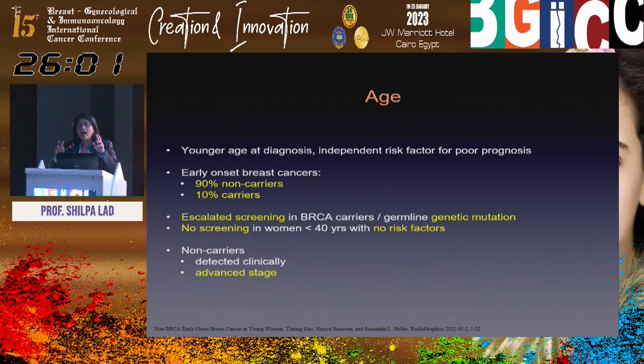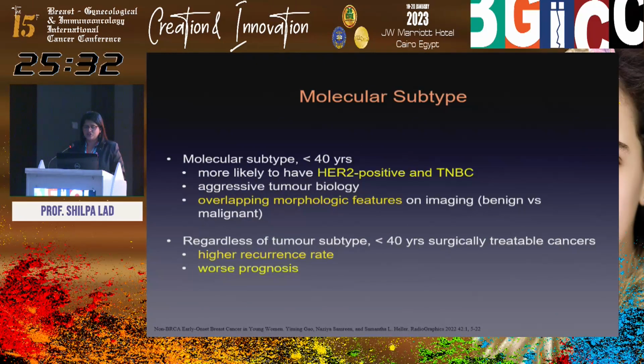But the high-risk women have escalated screening. Therefore, their cancers are getting diagnosed in relatively good time. However, average risk women below 40 years of age have zero screening. The disadvantage of that is they are detected clinically, meaning only once there is a new onset palpable lump or nipple inversion or some kind of sign or symptom. And when they are detected clinically, they are usually at an advanced stage.